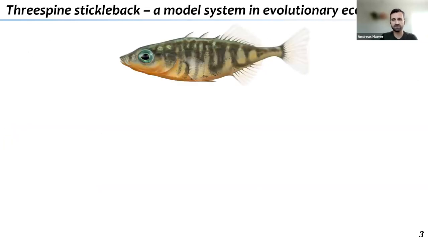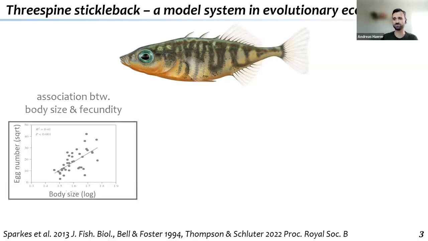And we address this question in the three-spined stickleback fish, which is very suitable for this type of question because, similar to the three other species I showed you in the previous slide, there's also a positive association between body size and fecundity. And this is valid for female fish, where they lay more eggs when they're larger. Also males are able to attract larger females. So in both sexes, there's a positive association between body size and fecundity.